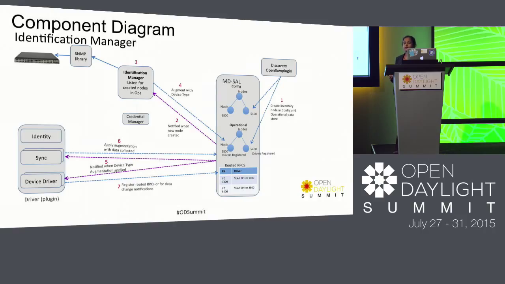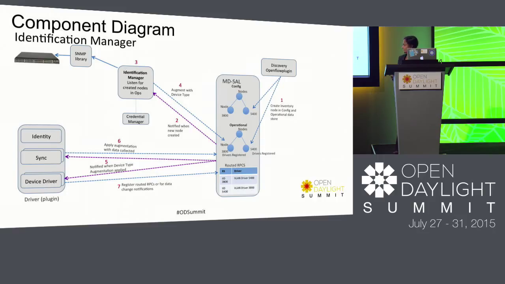Basically, the driver can come up with some APIs for the applications to use, or the driver can register itself for data change notifications. So in this case, there are 2. It is an OR right here. What it means is that there are 2 ways the device-specific functionalities can happen. One is through routed RPCs, or API. It's nothing but a set of APIs that the application can use.